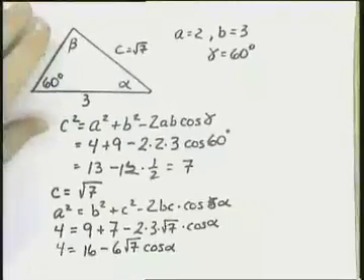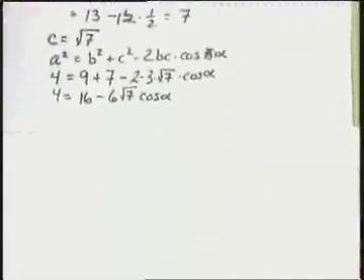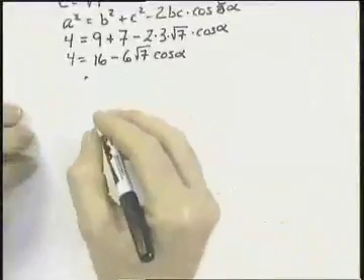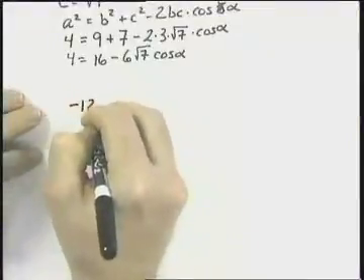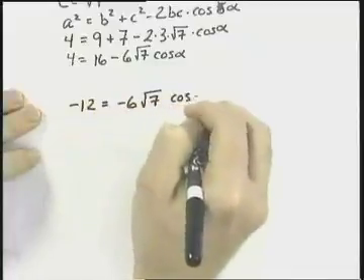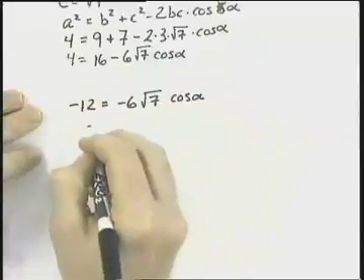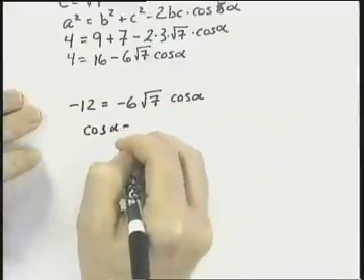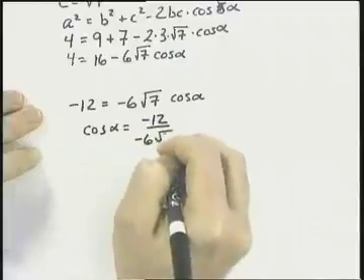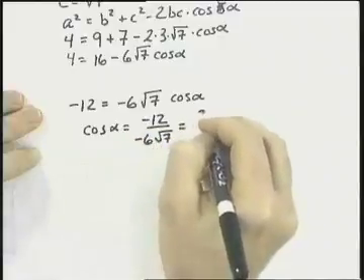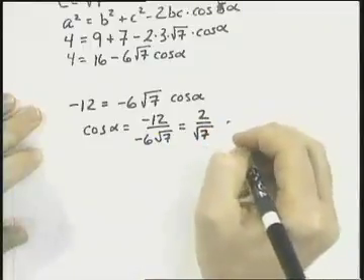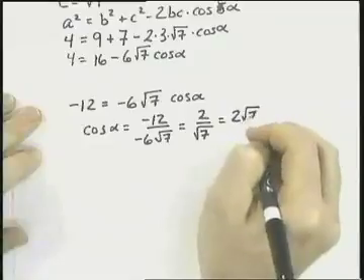I need a little bit more paper here. I'm going to scroll this up. I subtract 16 from both sides. I get negative 12 equals negative 6 root 7 times the cosine of alpha. So the cosine of alpha is going to be negative 12 divided by negative 6 root 7. That is, it's 2 divided by the square root of 7, which is 2 root 7 over 7.